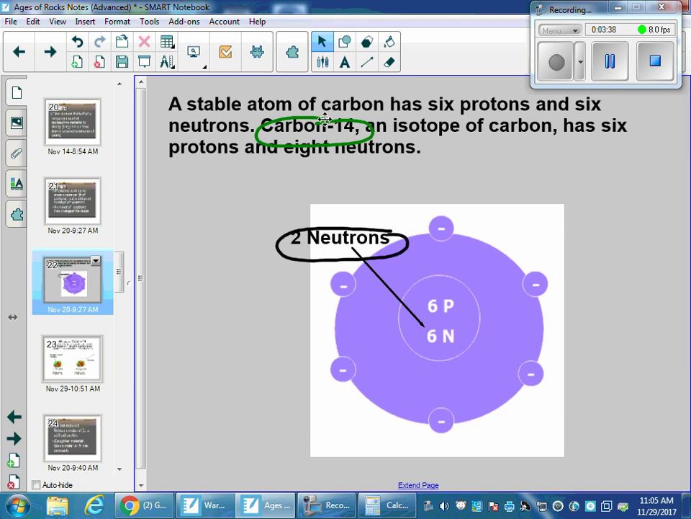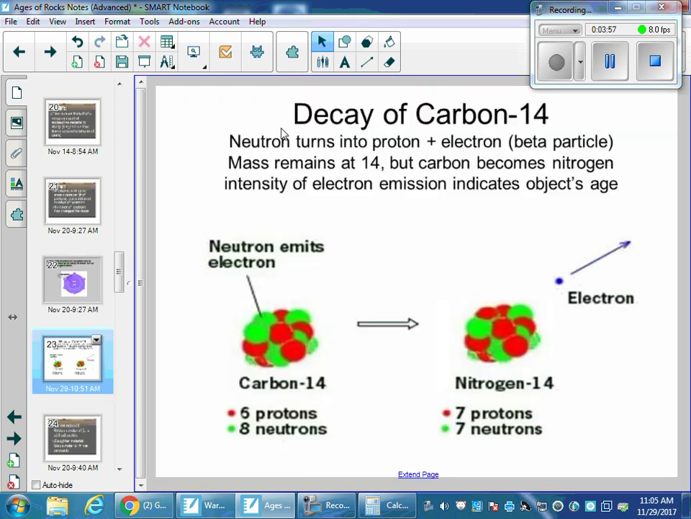Now, elements don't really like having extra neutrons around. They're not as stable that way, and they're not going to stay that way over periods of time because that atom isn't really designed to have that many neutrons hanging out there. So what happens, for example, with carbon, is that those neutrons actually turn into protons and electrons. And over time, we get carbon-14 turning into nitrogen-14. One of those neutrons turns into a proton.